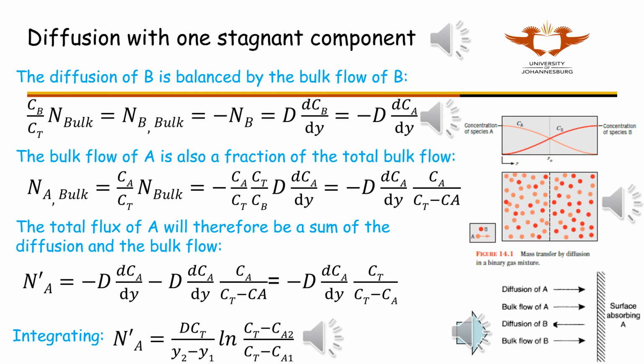This equation can be used to calculate the diffusion rate, over a known distance, and concentration difference. In certain circumstances, CA2 will be 0 if point 2 is at the surface, and all available A at the surface is absorbed by the surface.